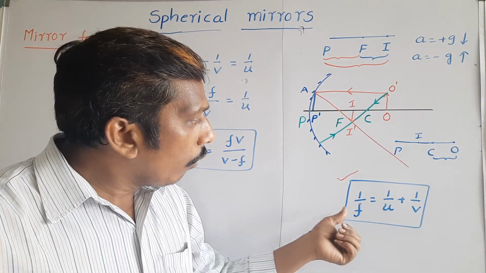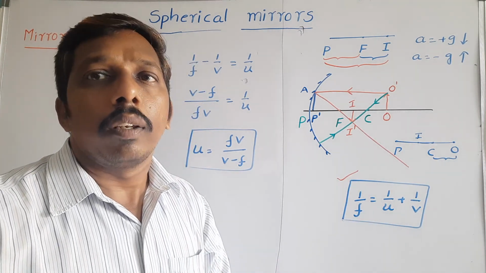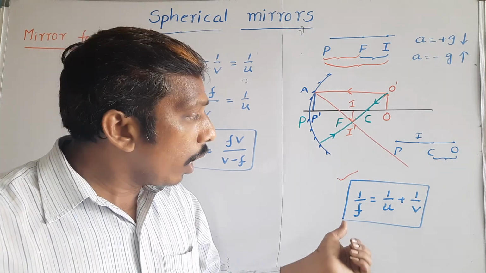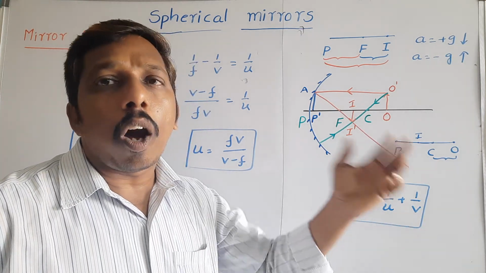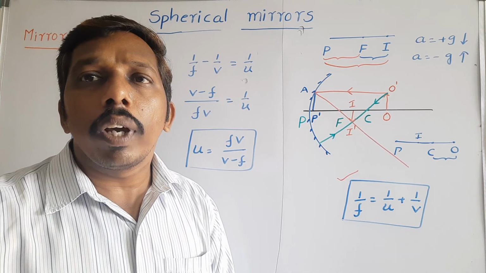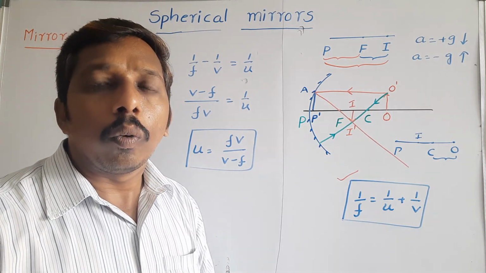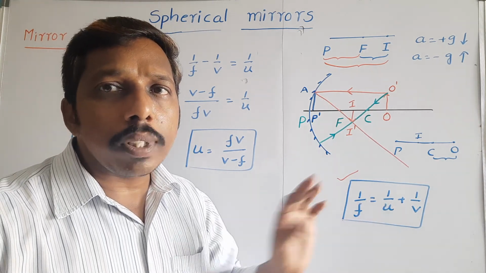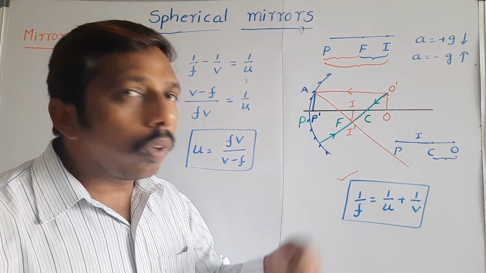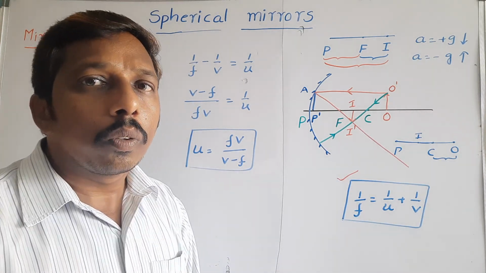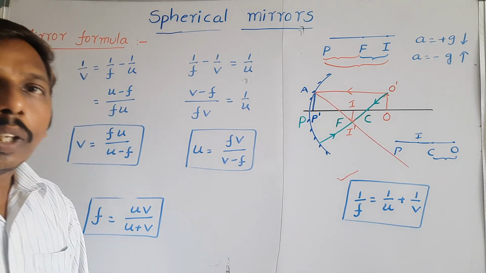We substitute values with proper sign. Only known values substitute with proper sign, then automatically we can get the unknown value with proper sign. So this is the relation between U, V, F.